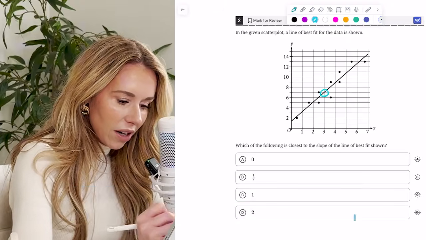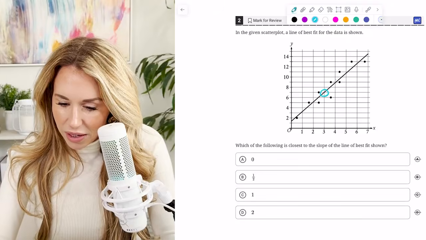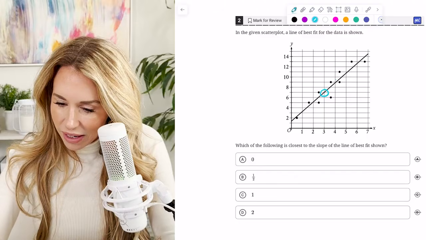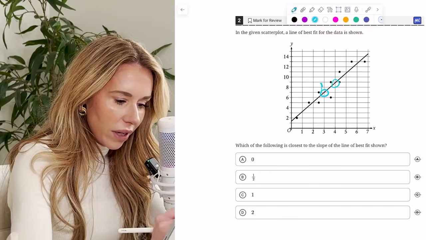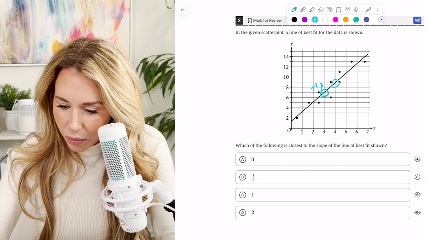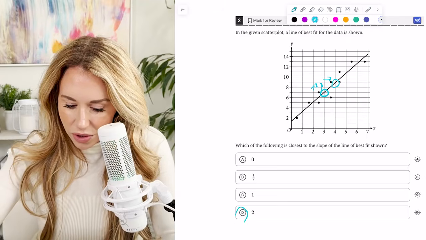Okay, which of the following is closest to the slope of the line of best fit? Well, I see a point here at essentially 3, 7. So then I see another point here at like 4, 9. So we're basically going up 2, and then we're going over 1. So the slope would be 2.